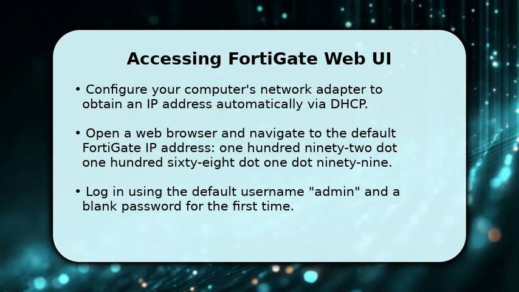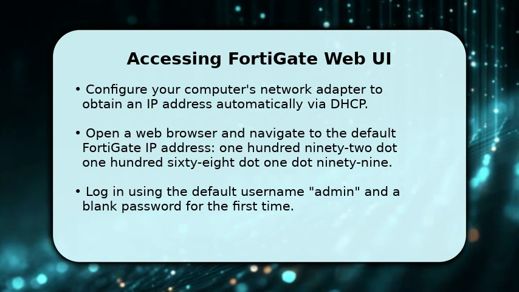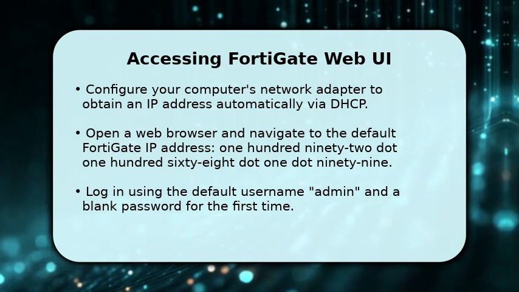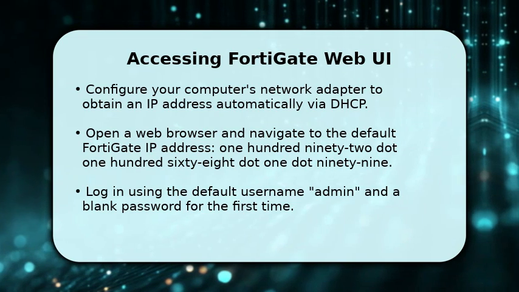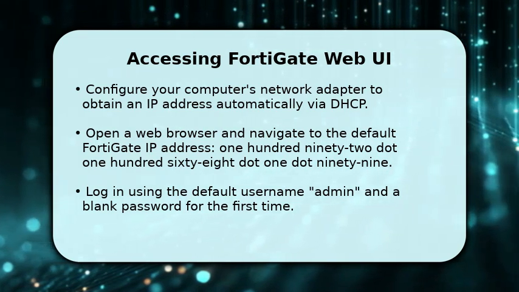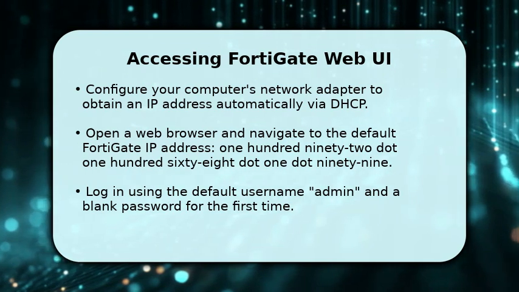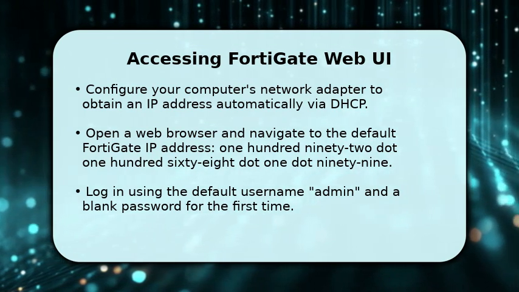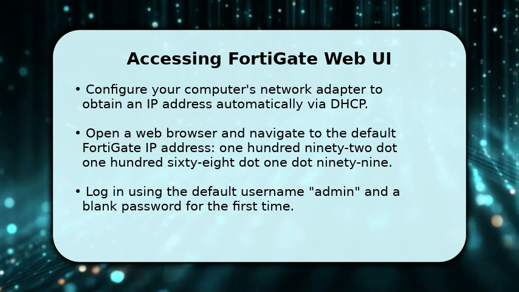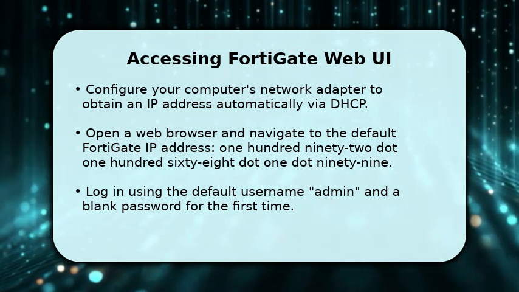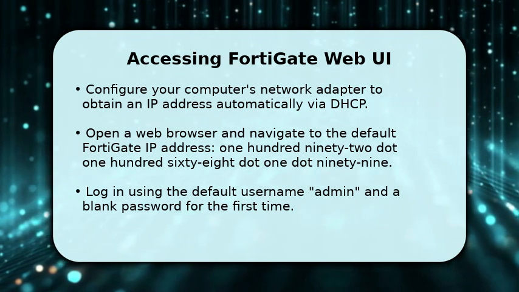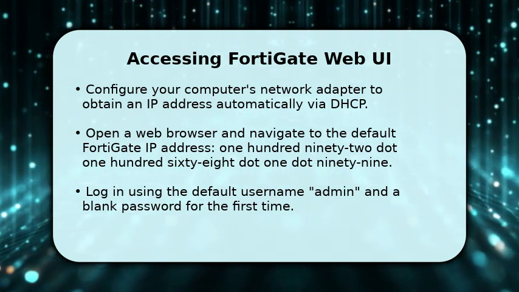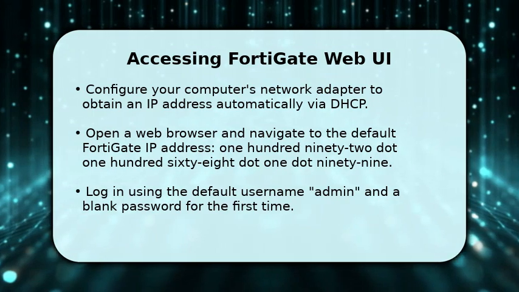Now that your computer is connected, you need to access the FortiGate's web-based manager. First, ensure your computer's network adapter is set to obtain an IP address automatically using DHCP. Then, open your preferred web browser and type in the default FortiGate IP address, which is typically 192.168.1.99. When prompted, enter the default username, admin, and leave the password field blank for your very first login. This grants you access to the configuration interface.